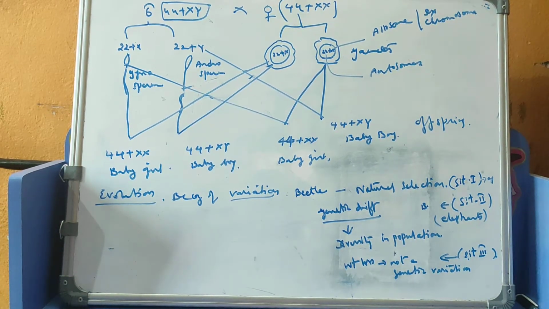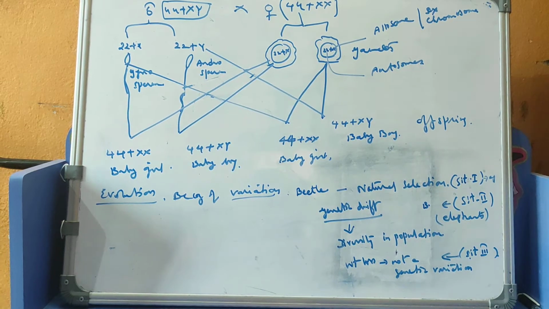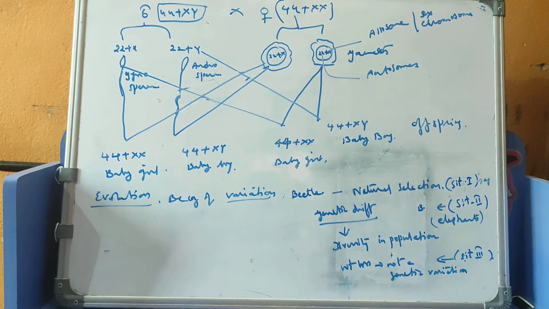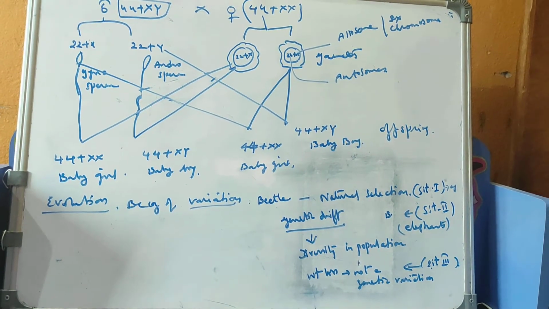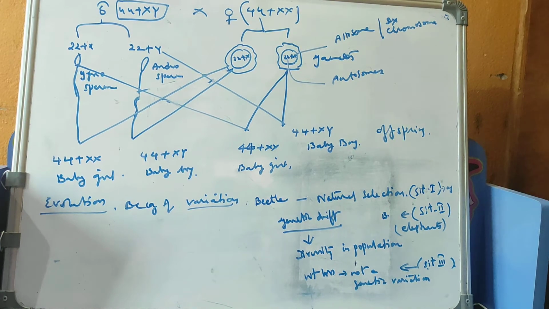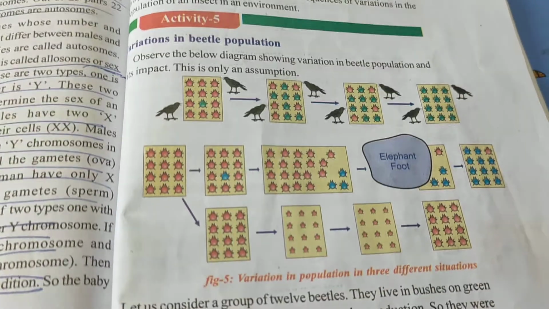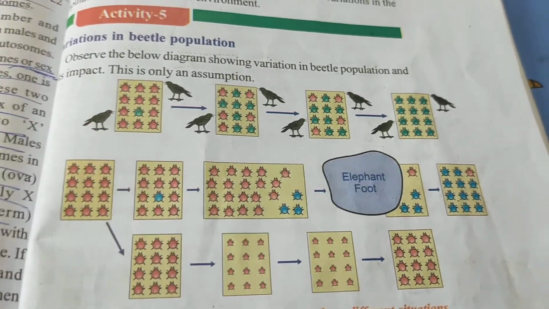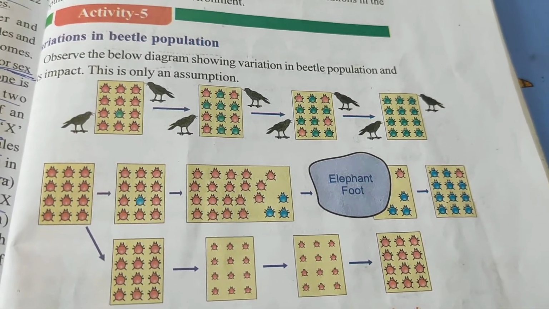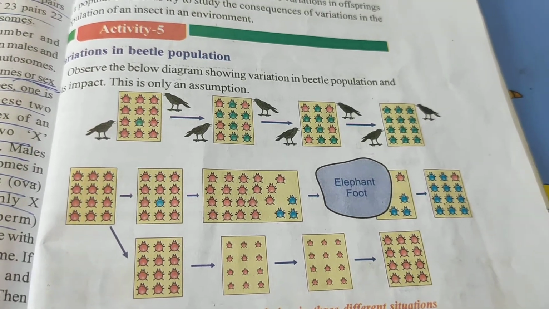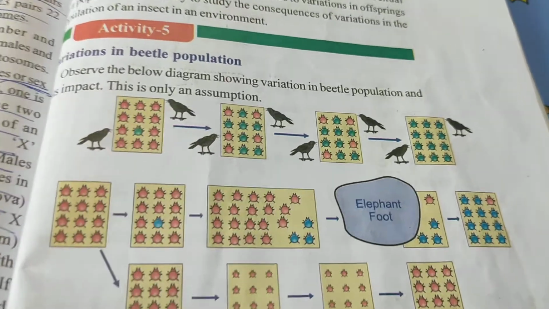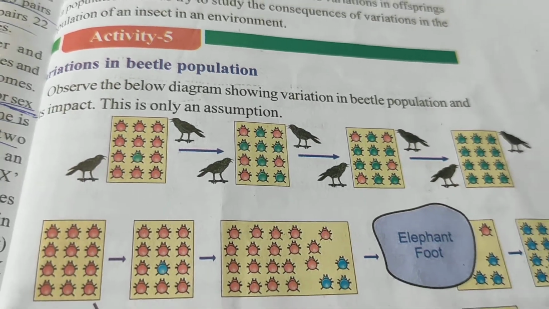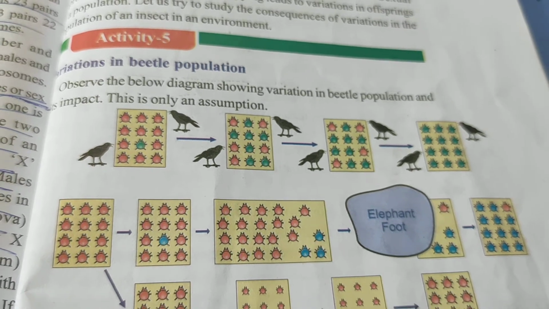Let us see that first. One example has been given in your textbook, that is the beetle example, and I'll show you in your textbook so that you can understand very clearly. All of you open your textbooks, and the page number is 179. In the first case you see, this is the variation in beetle population. This is only an assumption, not a practical thing. In the first case all the beetles are red in color, except one beetle which was green. So this green character will be continued in further progeny, and the number of beetles will change.